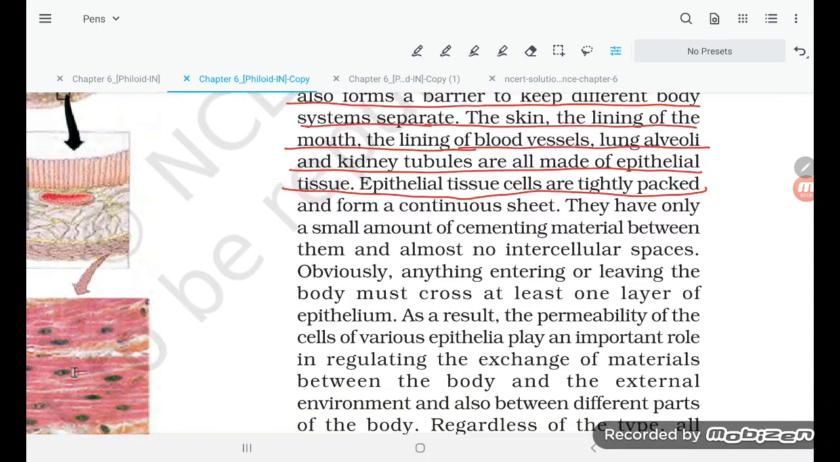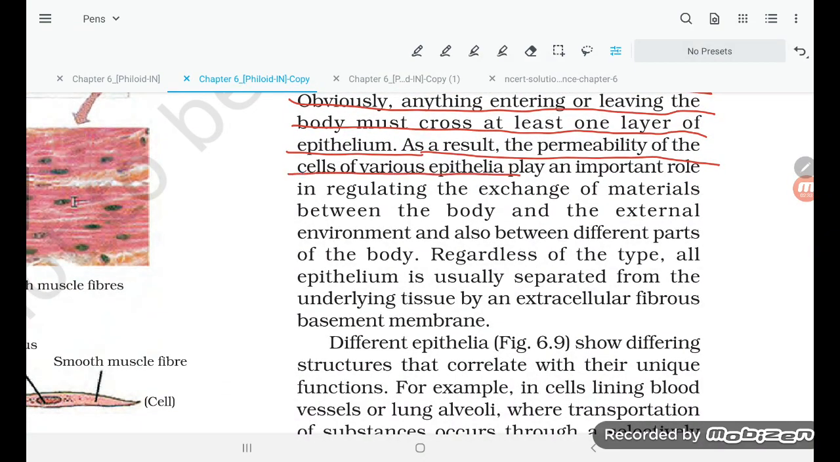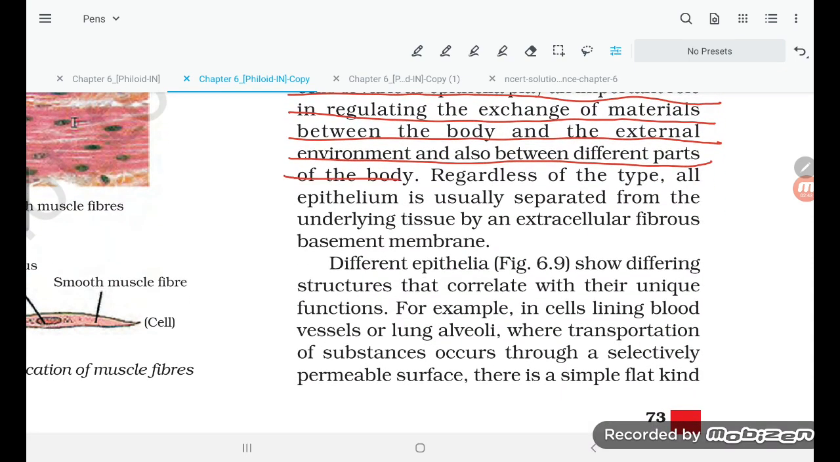Epithelial tissue cells are tightly packed and form a continuous sheet. They have only a small amount of cementing material between them and almost no intercellular space. Obviously, anything entering or leaving the body must cross at least one layer of epithelium. As a result, the permeability of the cells of various epithelia plays an important role in regulating the exchange of materials between the body and the external environment and also between the different parts of the body.